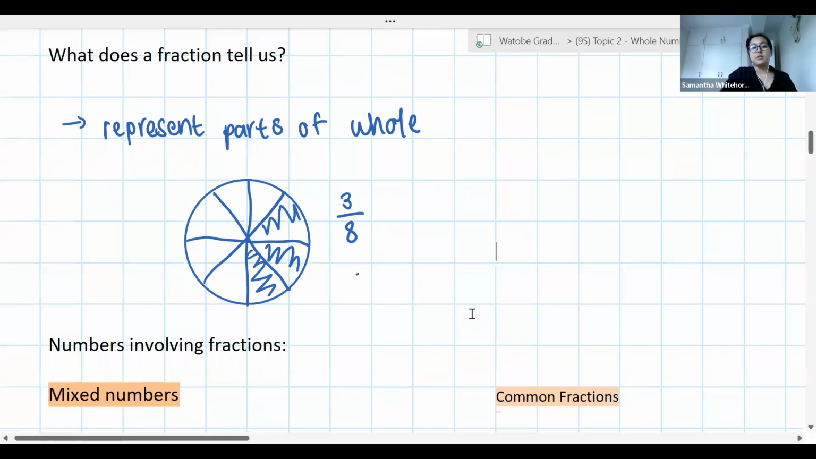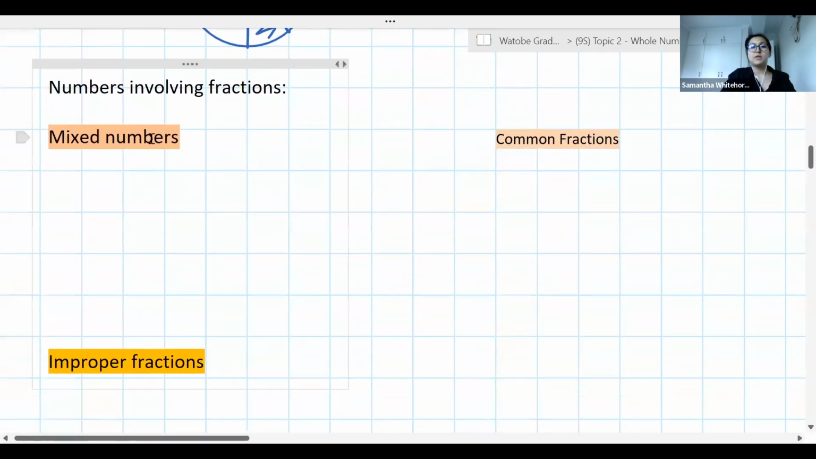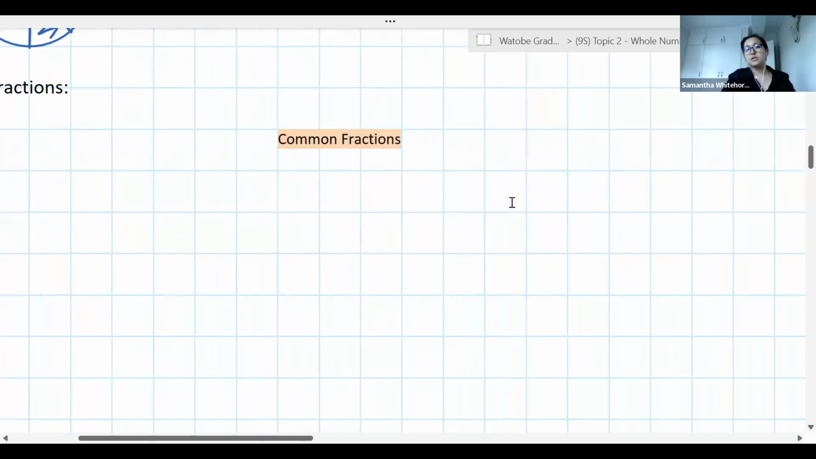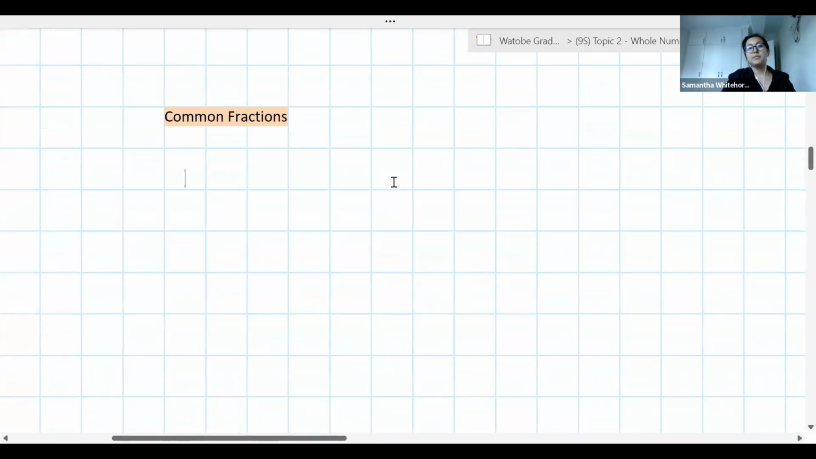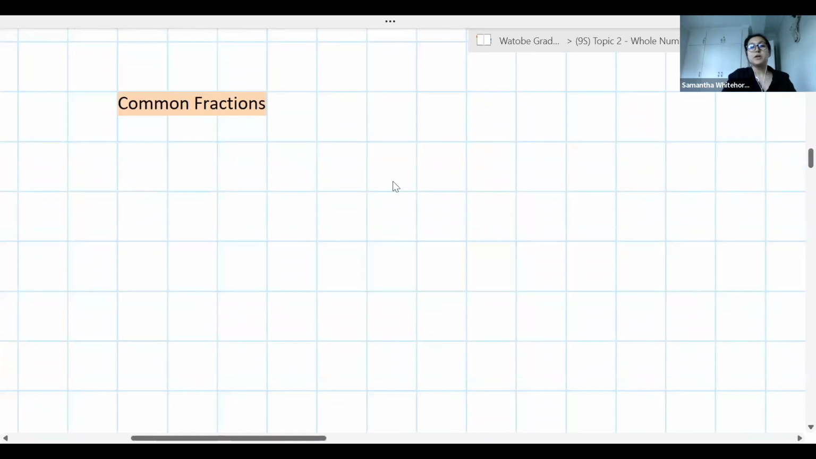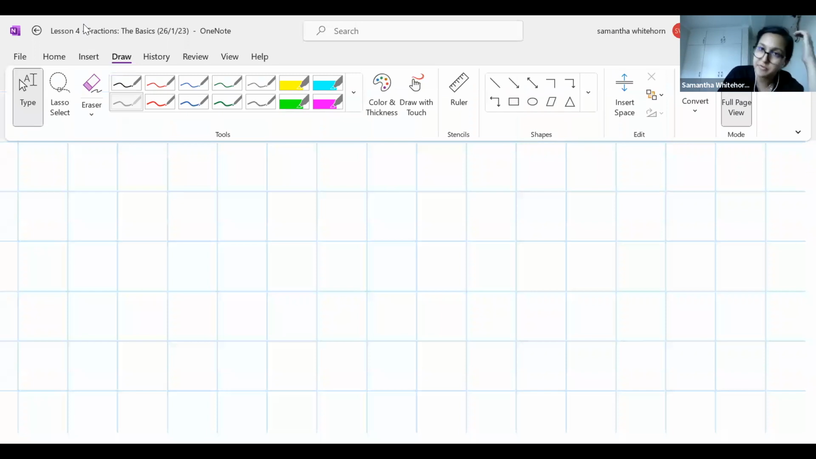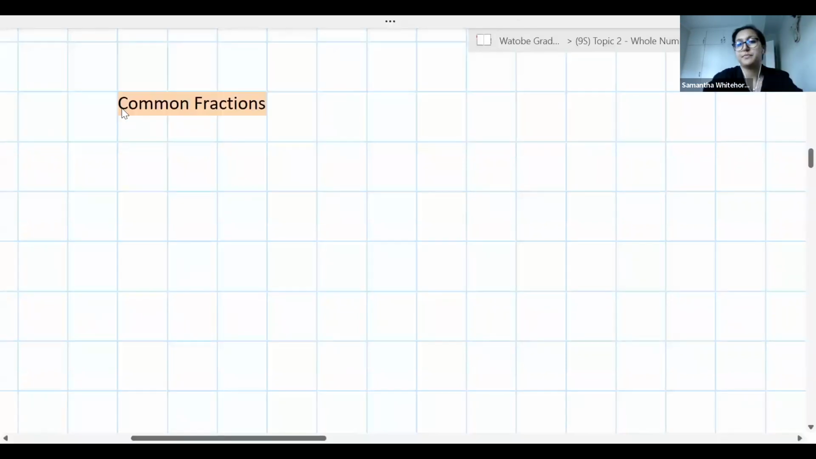Right, and then what we're going to have a look at is some different types of fractions that we can work with. So I want to start with common fractions. Can anyone tell me what a common fraction is? How do I identify a common fraction? Phumzile, what is a common fraction? Hi, ma'am. A common fraction is where the denominator is larger than the numerator.